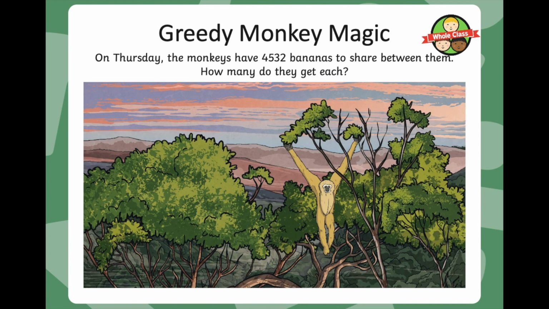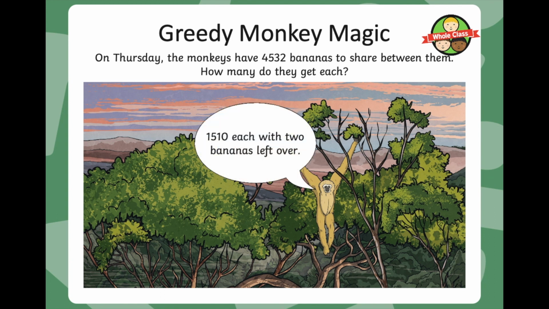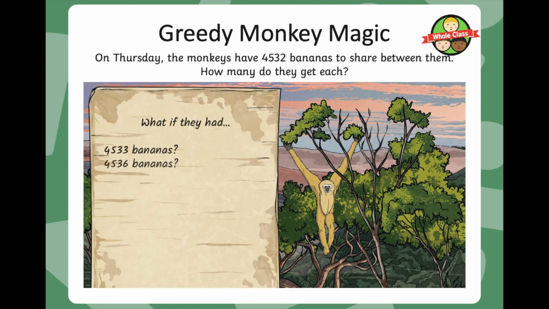On Thursday, the monkeys have 4,532 bananas to share between them. How many do they get each? So they would have 1,510 with 2 bananas left over. That's when we're dividing it by 3. What if they had 4,533 bananas, 4,536 bananas, and 4,530 bananas? So can you use what we've just learnt with the adjusting method to work out the answers to those? Pause the video here and have a go.